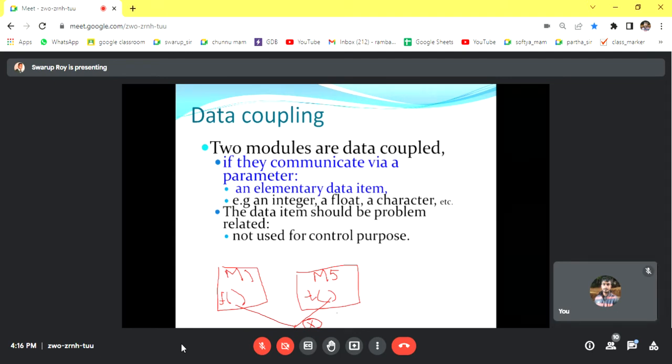Control means you are passing some signal from one module to the other module, no data other than that, only one or zero, like flag one or flag zero. But in data coupling, they don't consider the control variable. They consider only the data variable, which is not only the control.